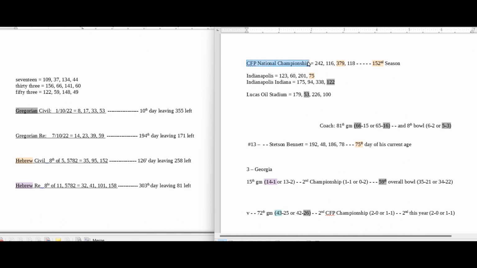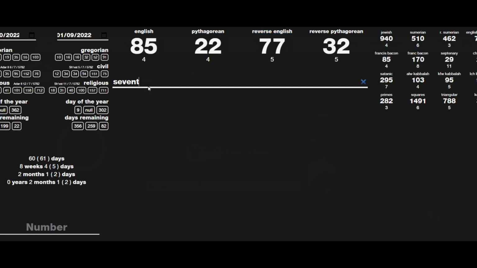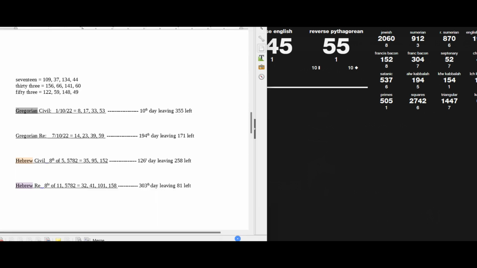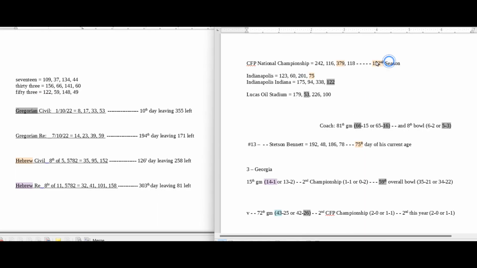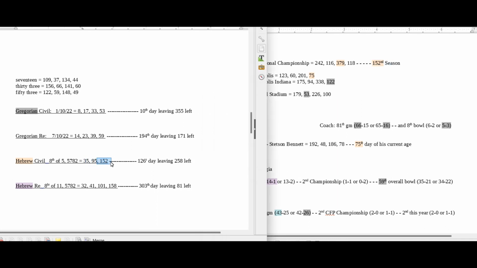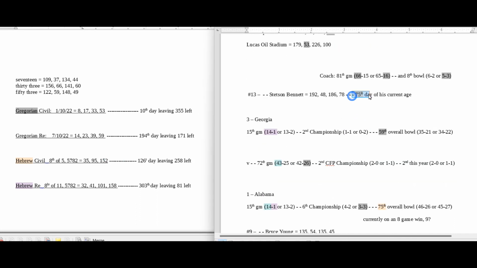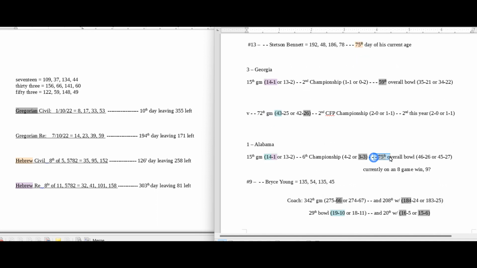CFP National Championship sums to 379, the 75th prime number. Indianapolis sums to 75. 75 mathematically sums to 152, this being the 152nd season for college football, having 152 date numerology on the Hebrew civil side of the calendar. This is the 75th day of the Georgia quarterback's current age. Alabama, they're playing their 75th overall bowl game as a team.